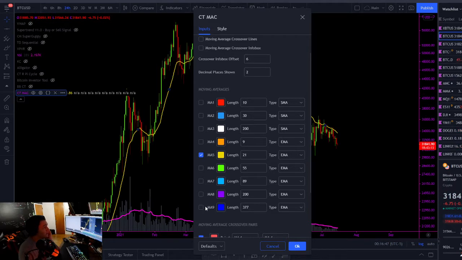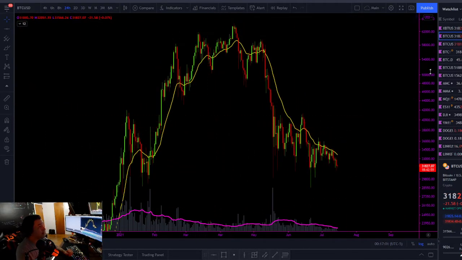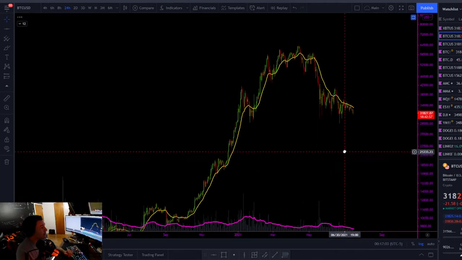Again, it's a very simple strategy. There is a lot of power in the simplicity of this strategy, and I want to go over it now. So what we're going to do is get our 21 exponential moving average in place here, and the strategy is quite simple.